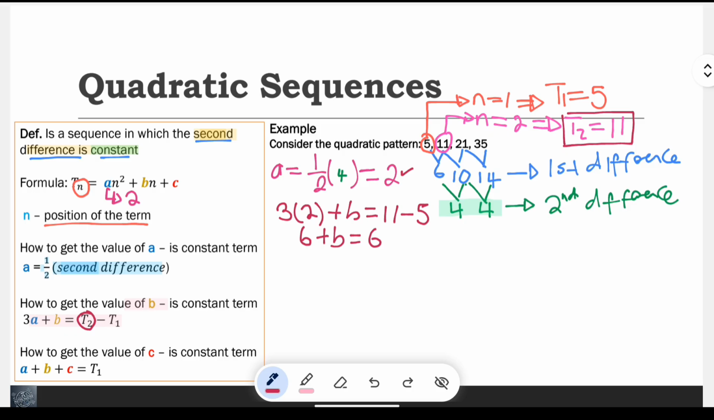So now we're going to subtract 6 from both sides, or you can take 6 to the other side. Then we'll have b equals to 6 subtract 6, then that will be 0. So in this case, our b is 0.